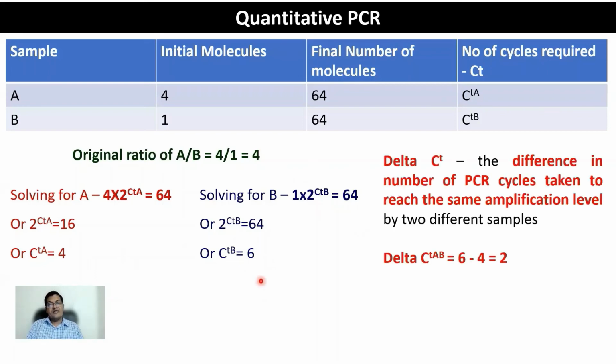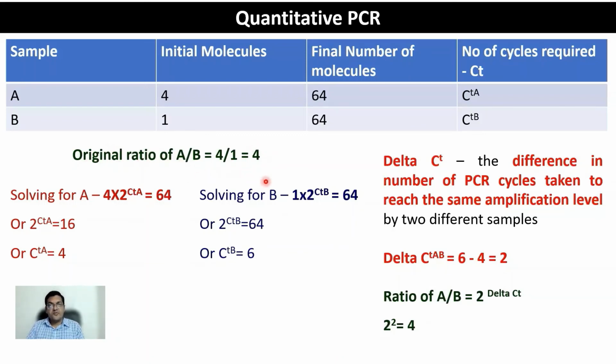So now we calculate the delta CT. What is delta CT? The delta CT is the difference in the number of PCR cycles taken to reach the same amplification level by two different samples. So delta CT AB, which means you're comparing A and B together, equals 6 minus 4 equals 2. Now if you put it into the formula for finding the ratio of the initial concentration of molecules in the two samples, the ratio of A to B equals 2 raised to power delta CT. We know that the delta CT value is 2. So putting the delta CT value here gives you the ratio of A by B equals 4, which is the same as what we know, because we started with those numbers of molecules.